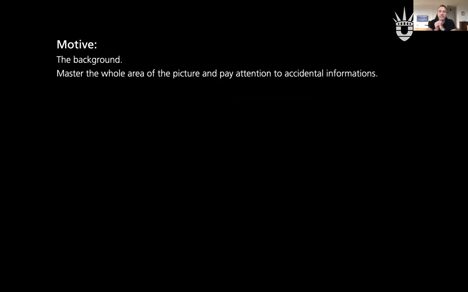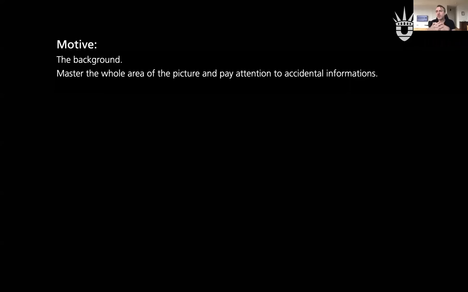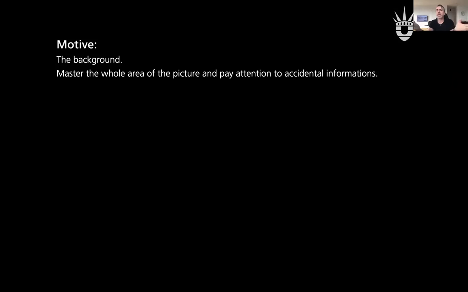The background. The background is something with which we can really manipulate people. Because the foreground, the people know, they see, okay, there is a guy, and they understand it, and they are critical of the foreground. But the background, they don't see it right. They only see it in the back.